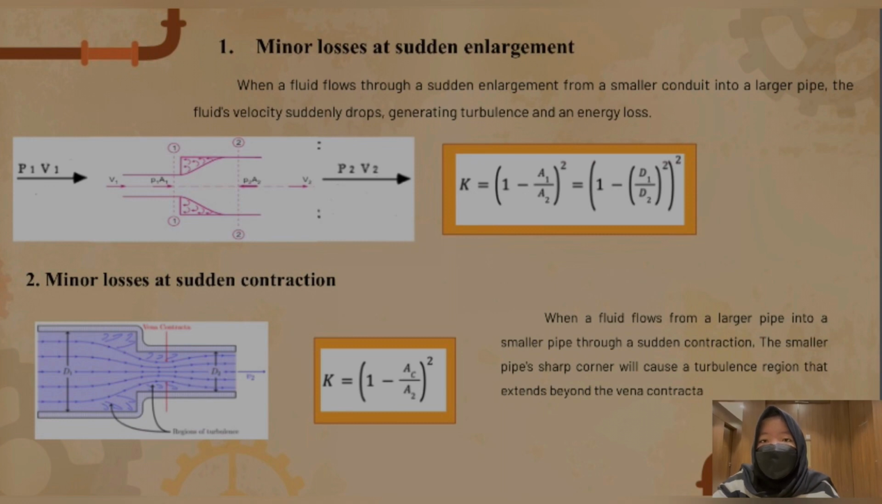Second, minor losses as sudden contraction. When a fluid flows from a larger pipe into a small pipe through a sudden contraction, the small pipe's sharp corner will cause a turbulence region that extends beyond the vena contracta, which will cause fluid streamlines to converge just downstream of the small pipe. This energy loss producing phenomenon is known as the vena contracta phenomenon. The formula is (1 - AC/A2) squared.